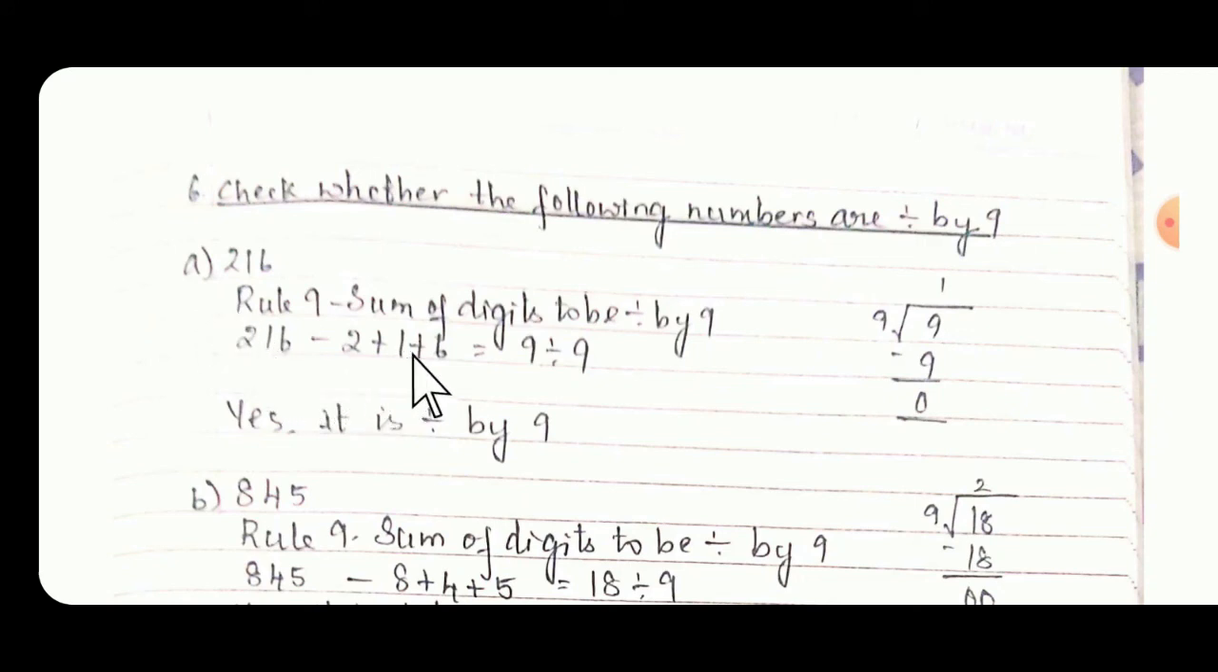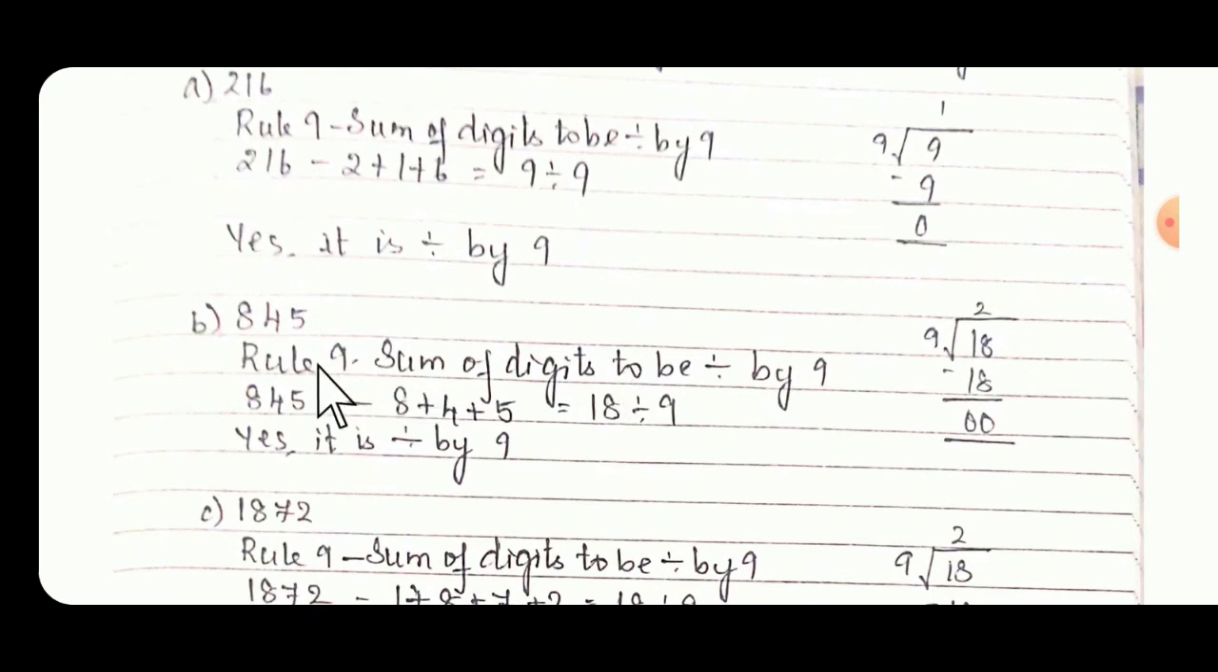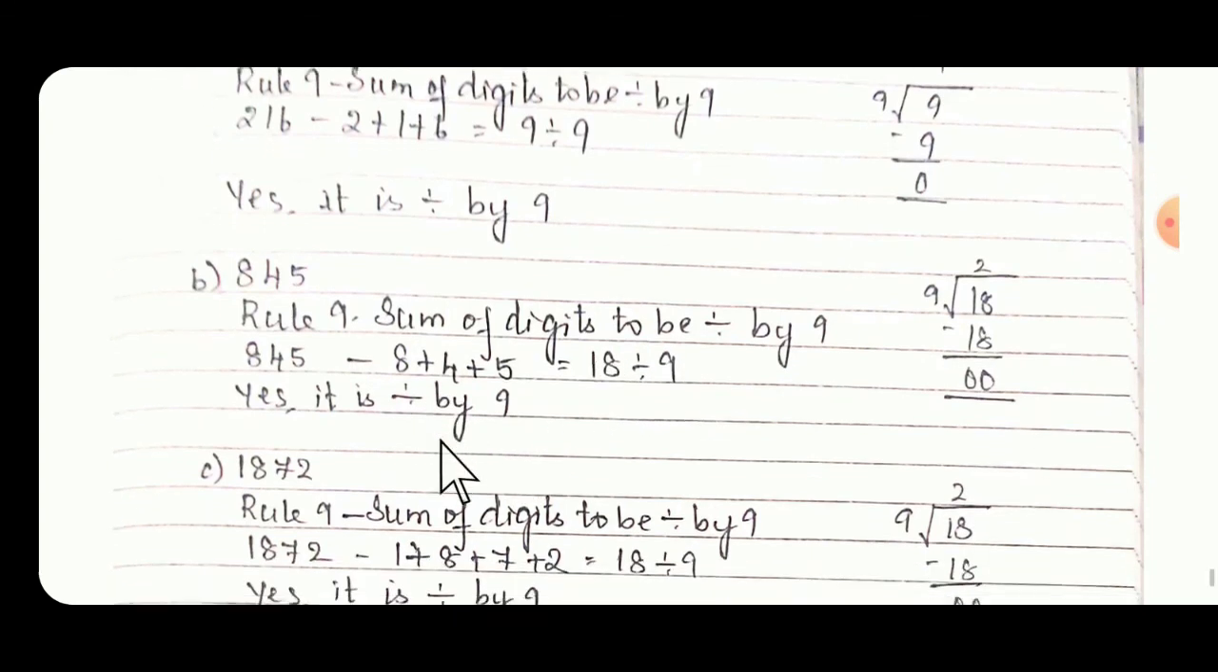216. 2 plus 1 plus 6 is equal to 9. 9 divided by 9? Yes. It is divisible by 9. 845. 8 plus 4 plus 5, it is 17. Divided by 9, it leaves a remainder.